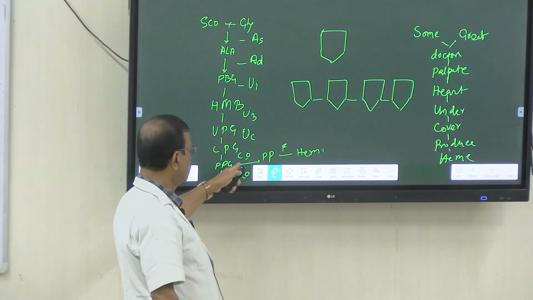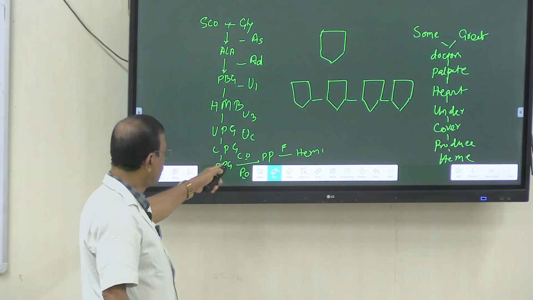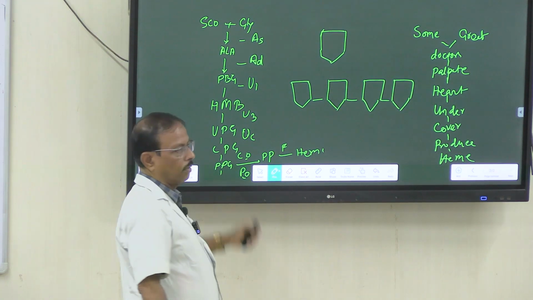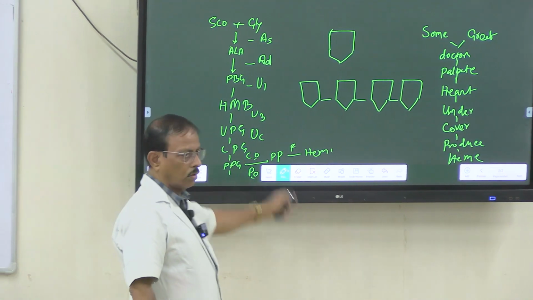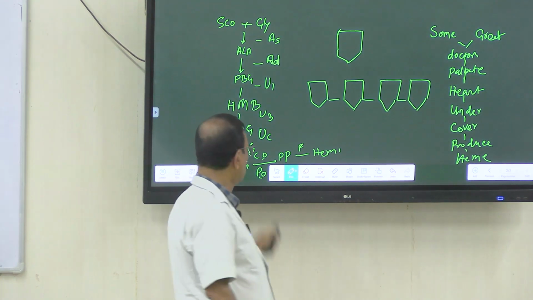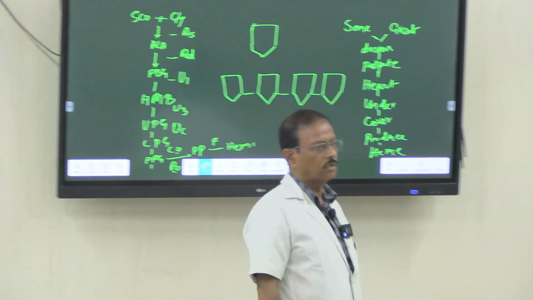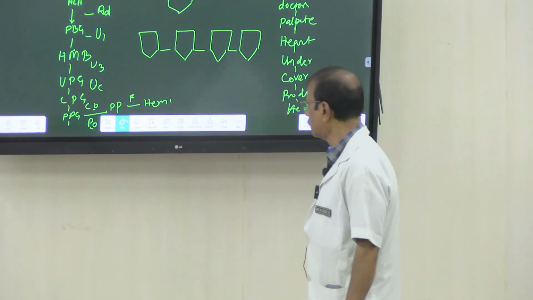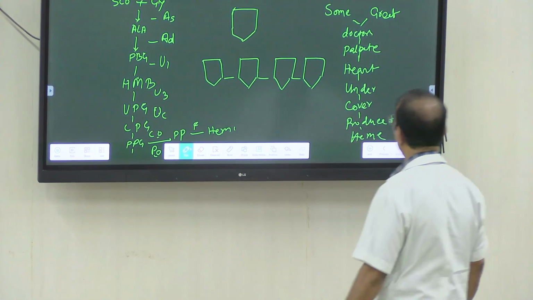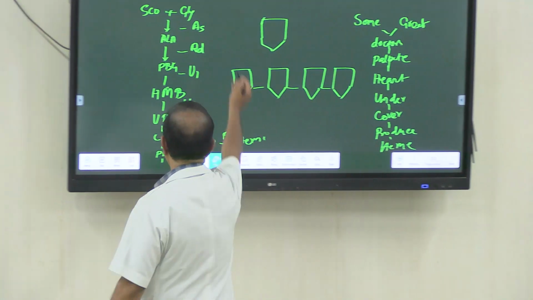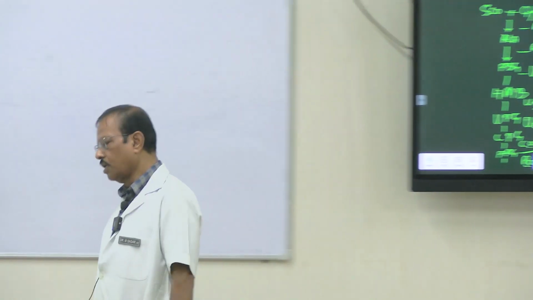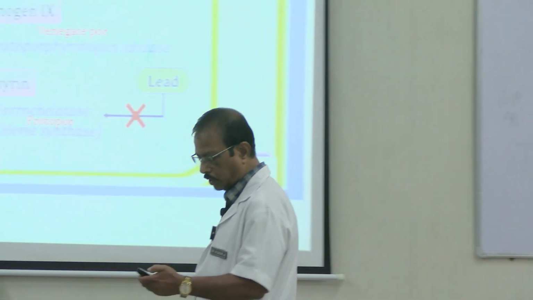Now from coproporphyrinogen to protoporphyrinogen, it is coproporphyrinogen oxidase. Now from protoporphyrinogen to protoporphyrin, it is protoporphyrinogen oxidase. Remember, oxidases and ferrochelatase are present only in mitochondria. Now ferrochelatase will add iron to this, and heme will be synthesized. Now just in short, remember these two mnemonics, you will be able to remember the pathway.